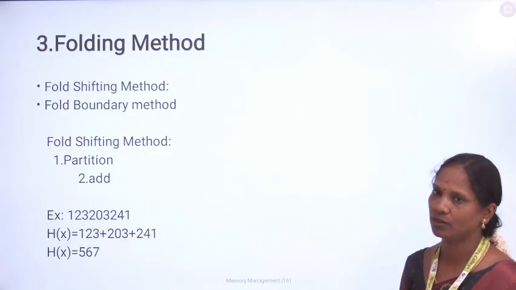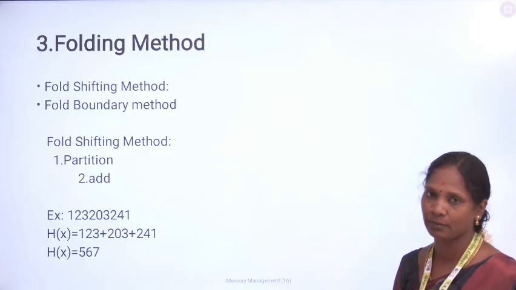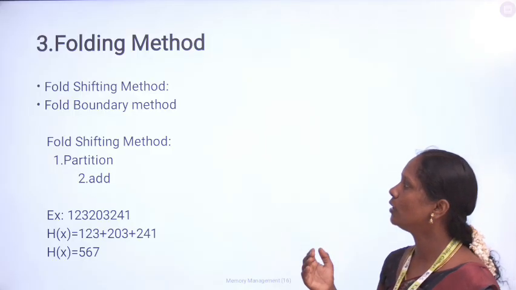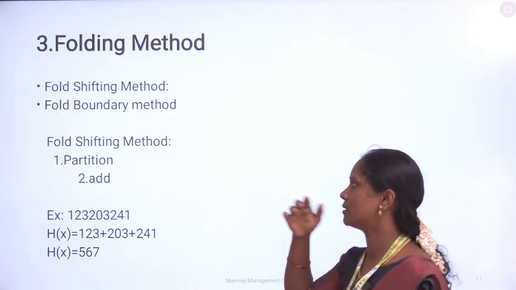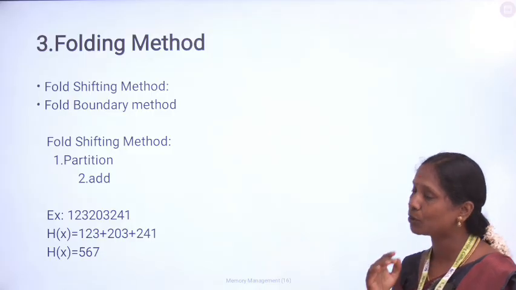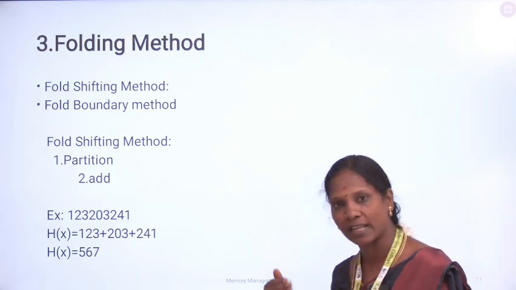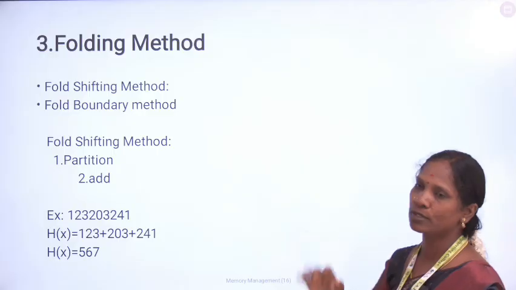Then the folding method. Here we have two types of folding method: the fold shifting method and the fold boundary method. First, the fold shifting method. It has two parts: partition and add. After partitioning, we add the values. That is the fold shifting method.